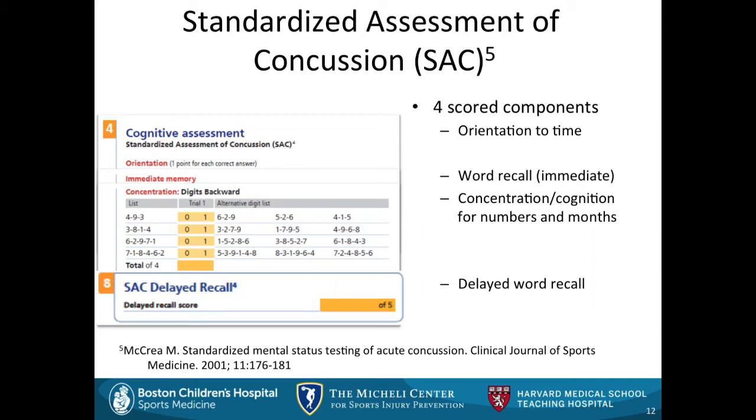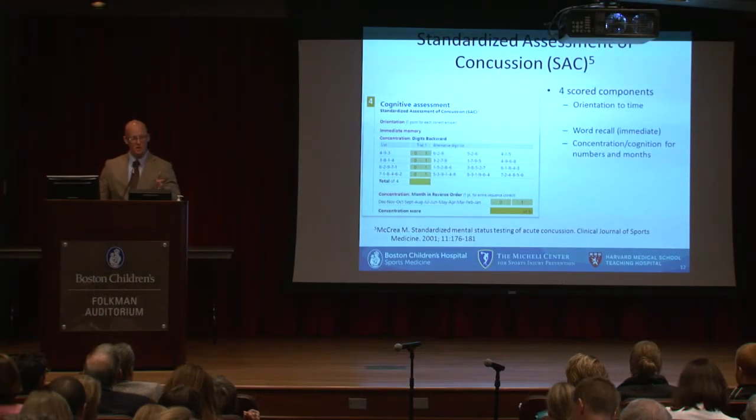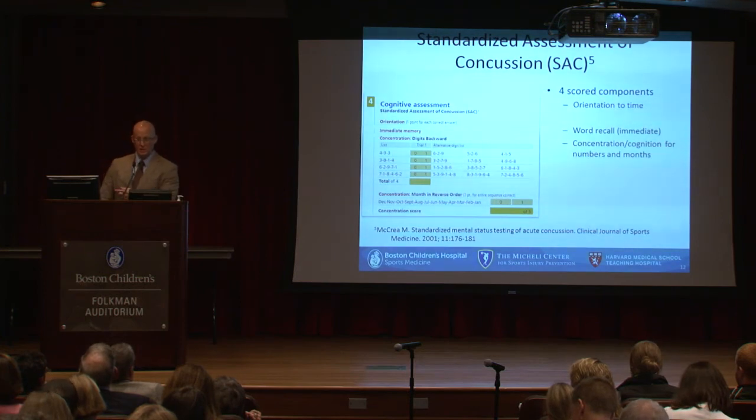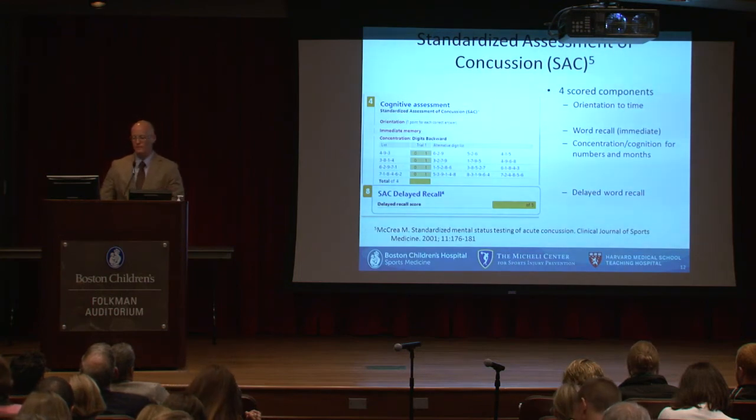Then you take them away from that and do concentration with numbers of increasing length. Again, they give you alternate lists so that you can go through those numbers. Then you do the months in reverse order, December through January, which sometimes is difficult regardless of concussion. And again, sometimes it's helpful to have a baseline. Maybe they can't do it. Maybe the numbers thing, they can't do. If they have a specific learning disorder, they have dyslexia, and then you're trying to assess them post-concussion, that's not going to give you very much information if you don't have a baseline and they already have difficulty with that. And then after all of that, you come back and say, hey, what were those five words that I gave you? So again, another score out of five.